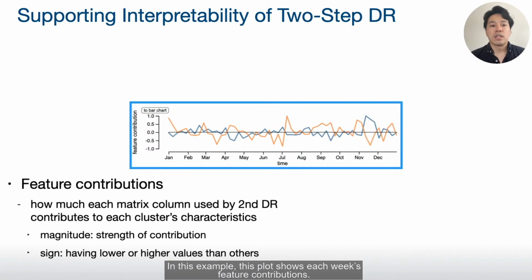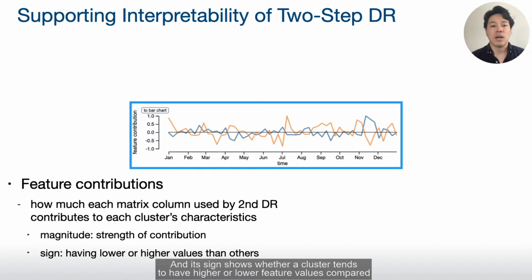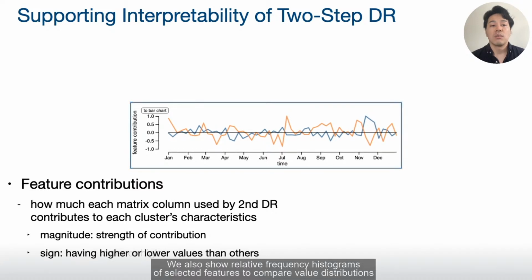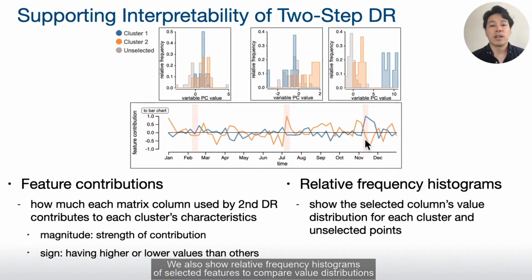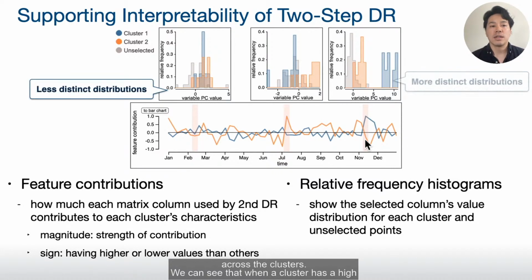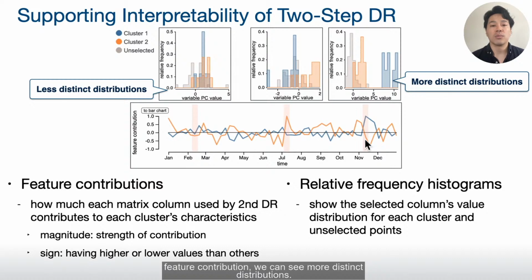In this example, this plot shows each week's feature contributions. The magnitude of the value represents the strength of the contributions, and each sign shows whether a cluster tends to have higher or lower feature values compared to the other points. Here, we can see the blue and orange clusters have different peaks in their feature contributions. We also show relative frequency histograms of selected features to compare value distributions across the clusters. We can see that when a cluster has a high feature contribution, we can see more distinct distributions.